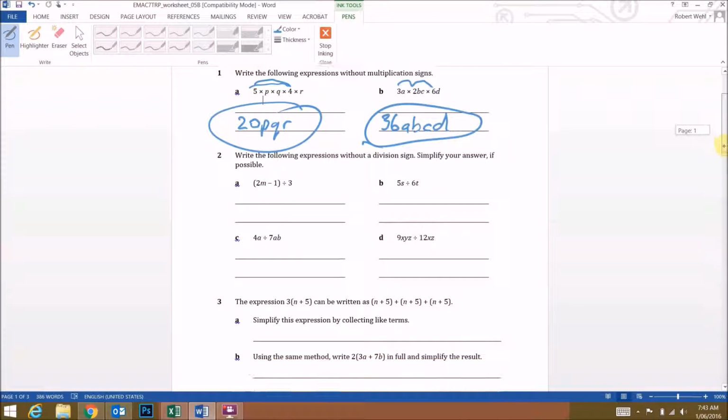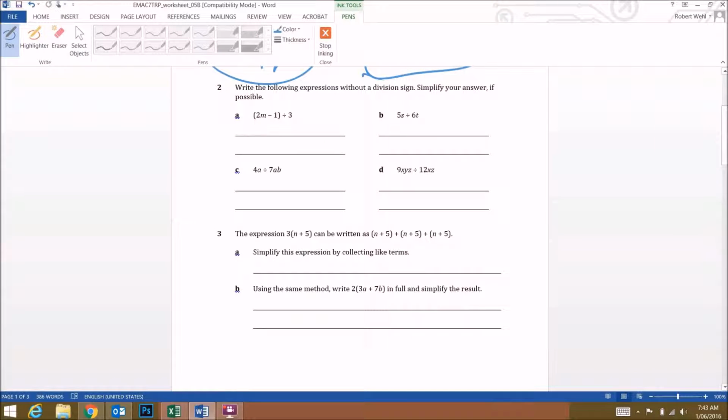Write the following expression without a division sign. Simplify your answer if possible. So here, we put in our vinculum. So it's saying 2m minus 1 divided by 3, and 2m minus 1 is in brackets. Thankfully, that is what a vinculum does for us. Whatever's on the top we do first. All right, so that's our answer there. Can that be simplified? No, it can't. All right, same thing here. 5s over 6t. Really important here too, that the first one always goes on top and the second one always goes on the bottom.